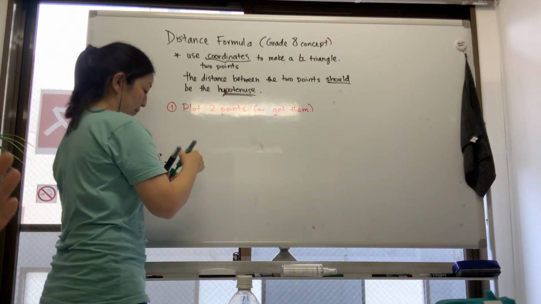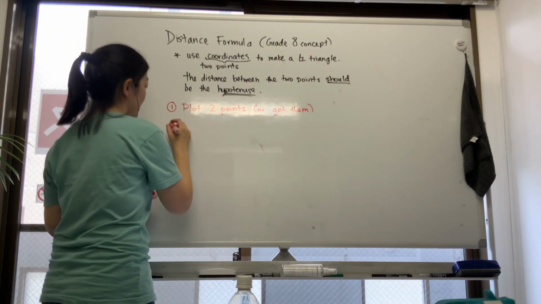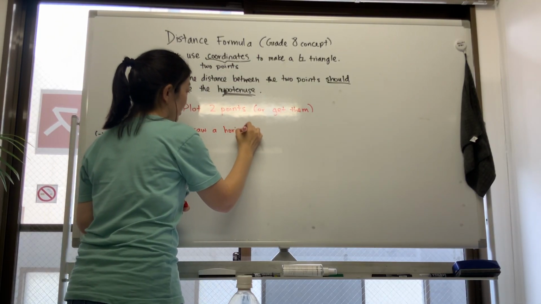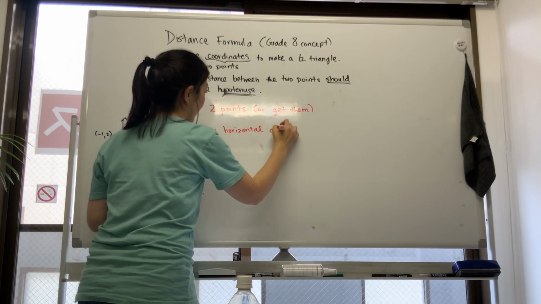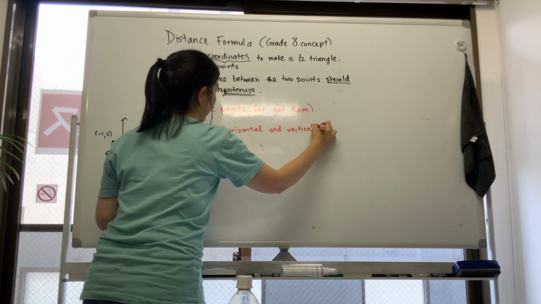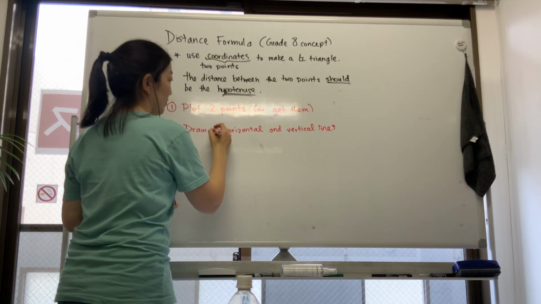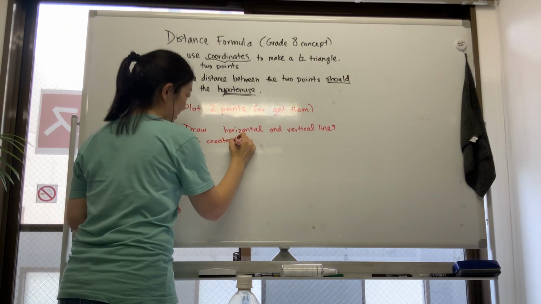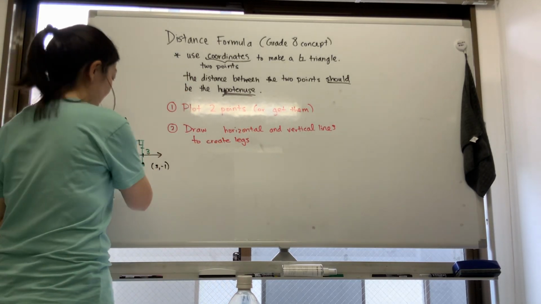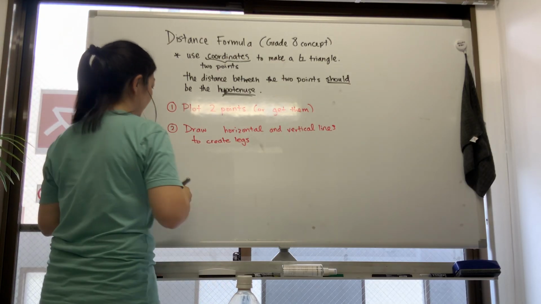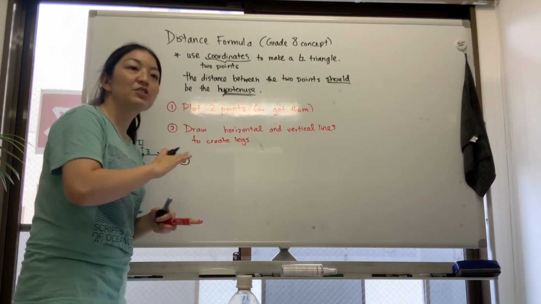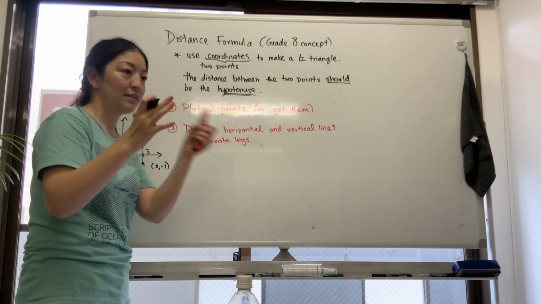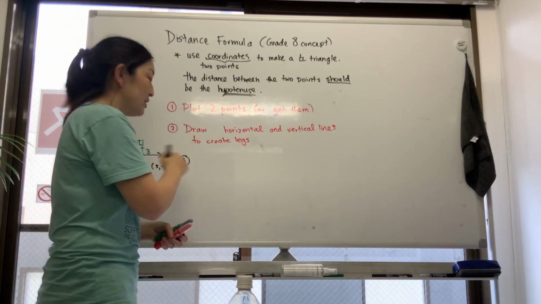Our legs are... So plot 2 points, draw a horizontal and vertical line to create legs, okay? Then you're gonna use Pythagorean theorem. This one is the easiest one because it's always hypotenuse. Your distance is always hypotenuse. So unlike the last set of things, we don't have to figure out legs or hypotenuse. To find the distance, we're always going for the hypotenuse.